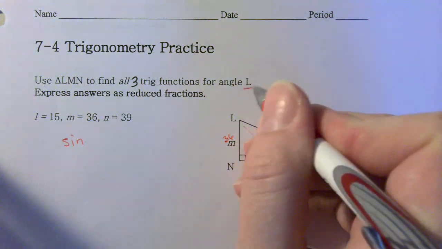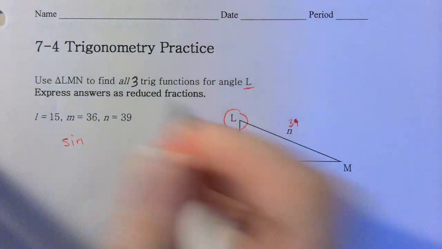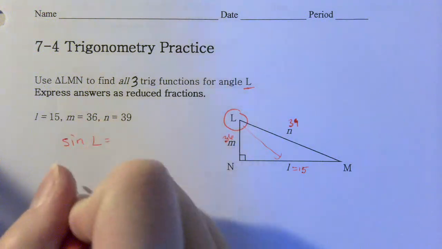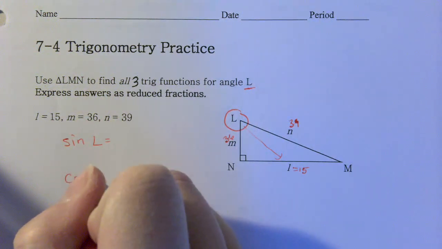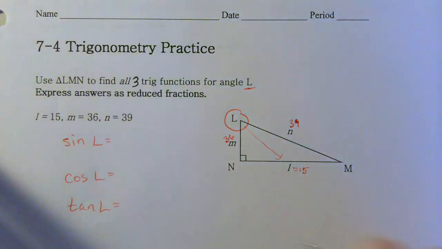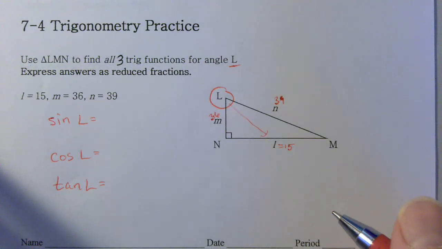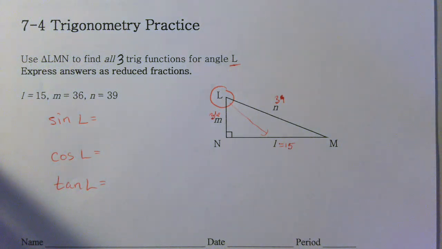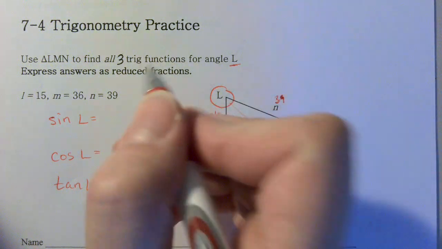We're going to do this for angle L. So circle angle L, that's our focus. So sine of L, we're going to do cosine of L, and we're going to do tangent of L. So we're not actually solving the triangle. We're not actually going to find the angle measure. We are just looking at what the ratio of the sides are. Okay, and we want reduced fractions.